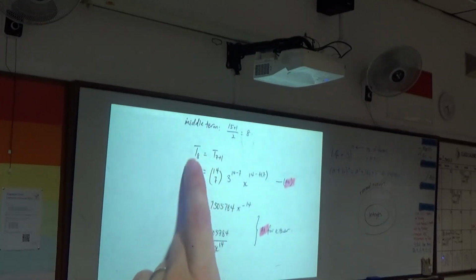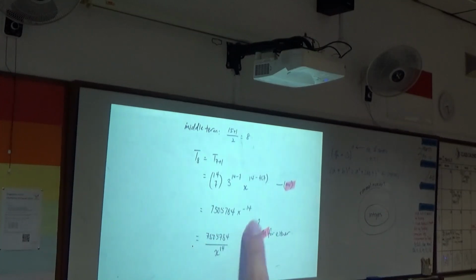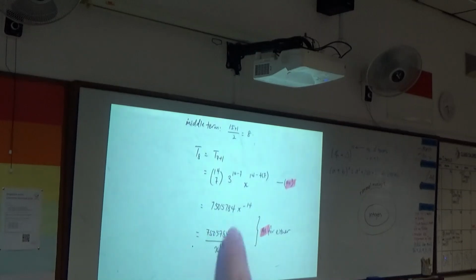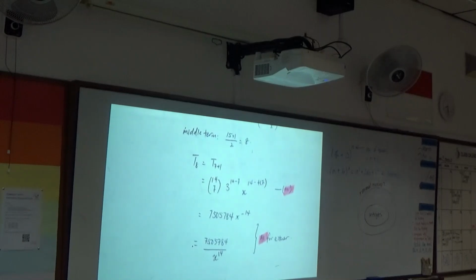So then, using your general term formula, you will be able to get 7505784 x to the power negative 14. Either one of these will be acceptable. Questions?